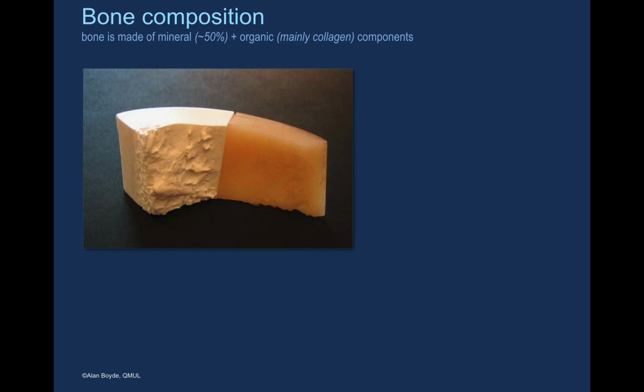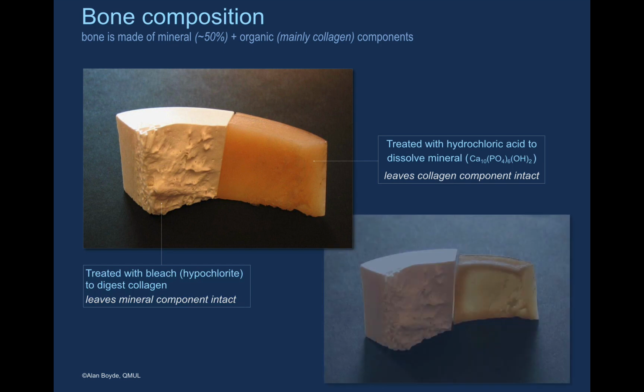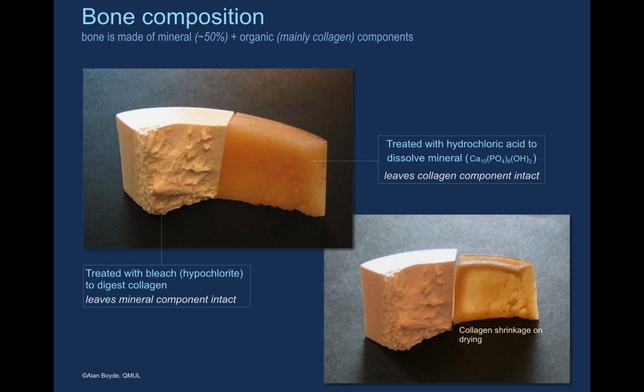So bone is about half mineral and about half organic compounds, and the organic compound is mostly collagen. Here's a specimen that's been treated with hydrochloric acid to dissolve away the mineral on one side, and bleach to dissolve away the collagen on the other, showing how it's about half and half in terms of the fiber and the mineral component of bone. And then a lot of that too is water. So on drying, the collagen part shrinks. Dried bones are about a third smaller than living bones, they say.